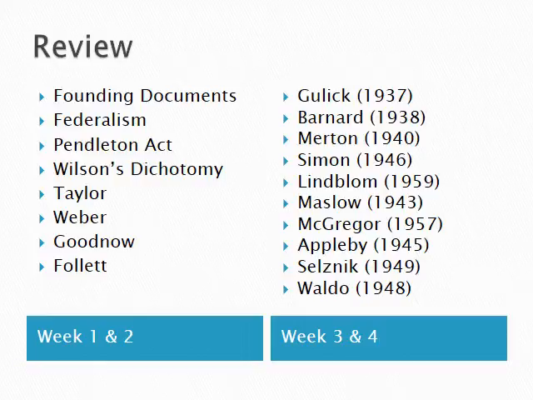We moved from there to Gulick, and the big thing we need to know about Gulick is POSCORB. If you remember what POSCORB stands for, that's a good thing to remember. We talked about Chester Barnard and his informal communication chains. We talked about Merton, Simon, Lindblom. Lindblom was the science of muddling through, how we make decisions. We talked about Maslow and McGregor last week. Maslow was the hierarchy of needs, the motivational theory. McGregor was how we view Theory X and Theory Y, how we as a manager perceive our employees.